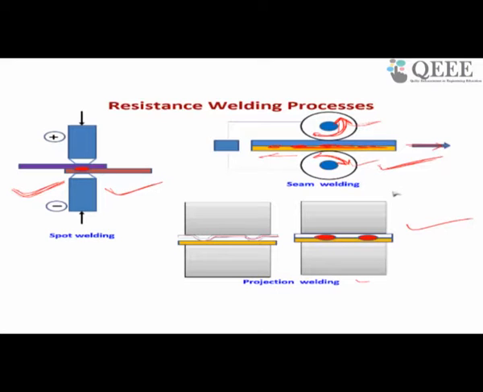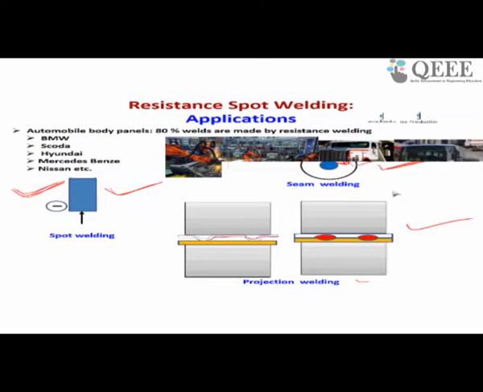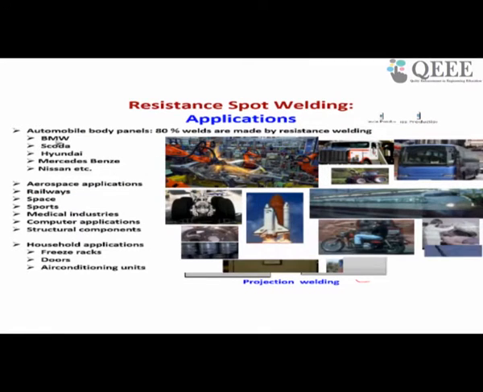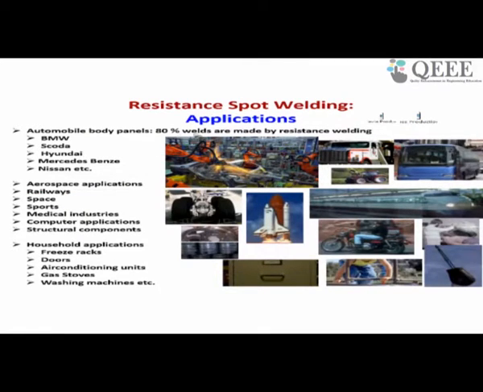This is about resistance welding. So now we have completed the fusion welding processes. This is the application of resistance spot welding. Around 80% of automobile body panel welds are made by resistance welding. You can see the photographs of BMW, Skoda, Hyundai, Mercedes Benz, Nissan: everywhere, more than 80% of the parts of these vehicles are made by electrical resistance welding.